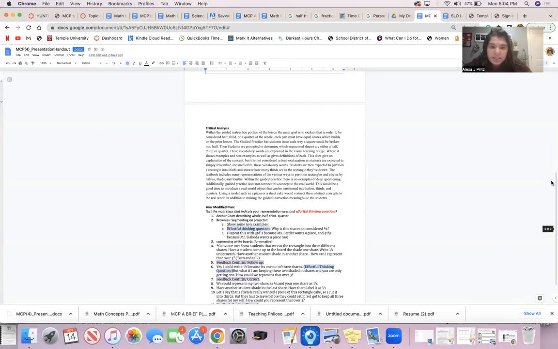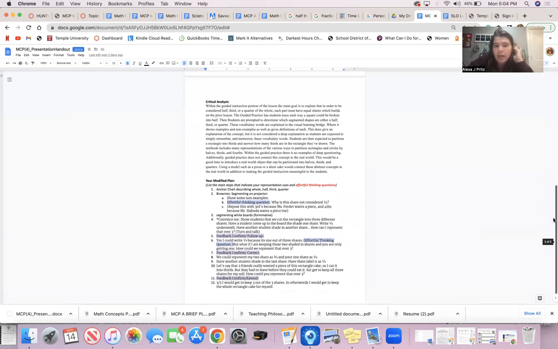within the guided practice. And within the guided practice, there are no examples of deep questioning. Additionally, the guided practice does not connect this concept to the real world. This would be a good time to introduce real-world objects that can be partitioned into halves, thirds, and quarters using a model such as pizza or sheet cake, which could connect these abstract concepts to the real world, in addition to making the guided instruction meaningful for the students.